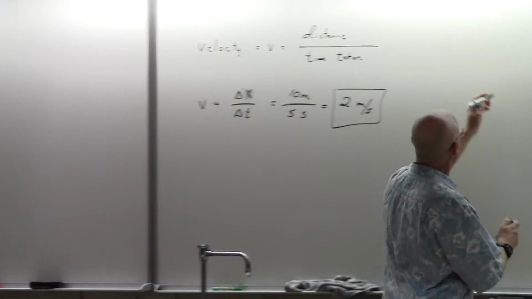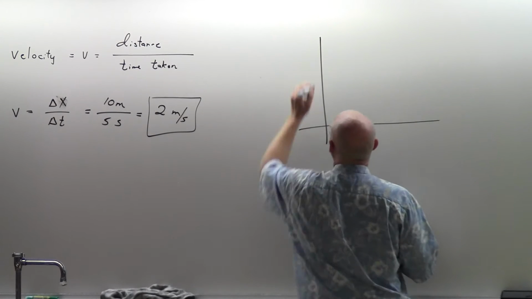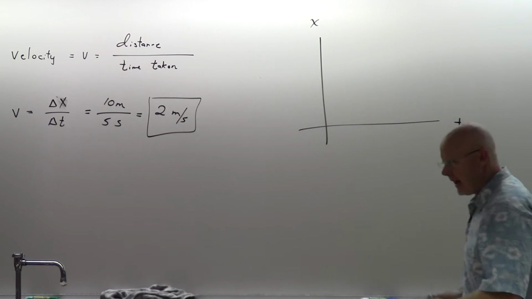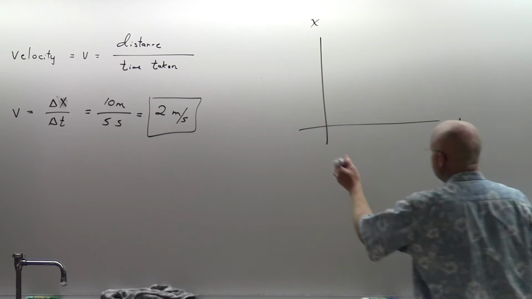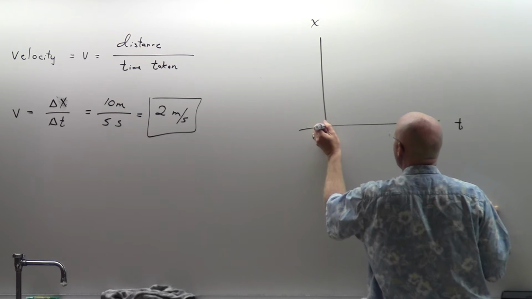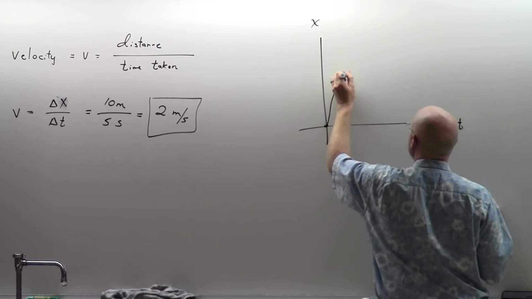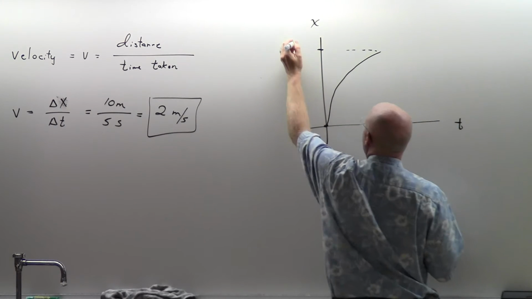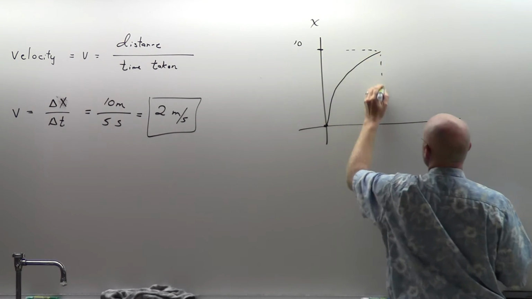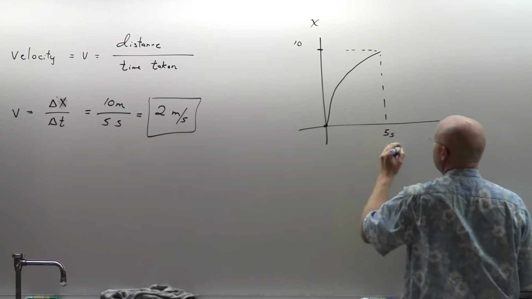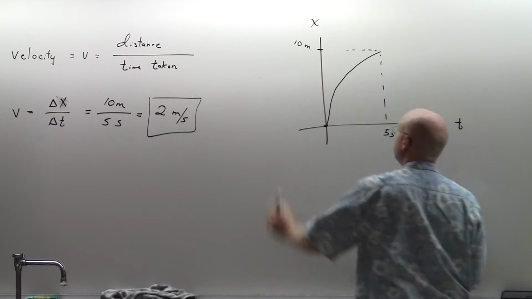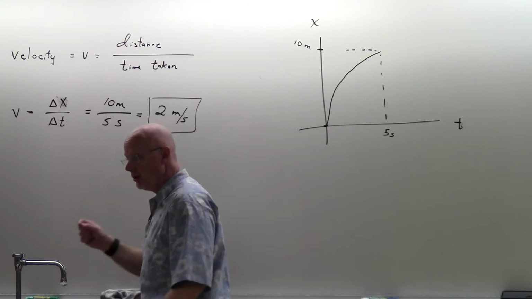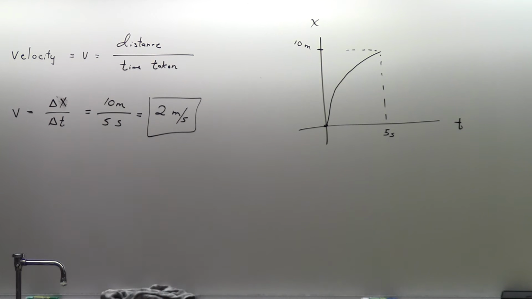If I were to put a plot here and say, all right, I'm going to plot my distance versus my time, and if I describe what I was doing, it might be something like this. I might have started off and increased at a very fast rate, and then maybe at a different rate. But the point is, I did go 10 meters after 5 seconds. I just wasn't always going 10 meters every second.